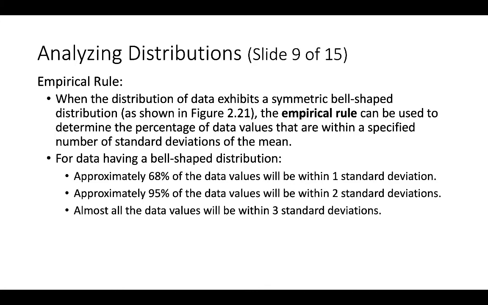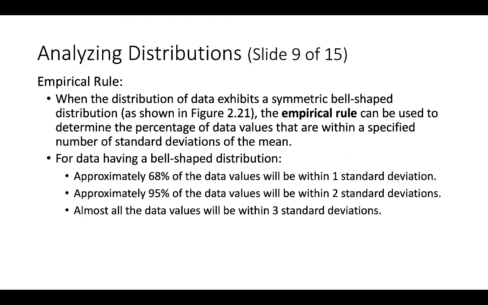For data having a bell-shaped distribution, we say that approximately 68% of the data values will be within one standard deviation, approximately 95% of the data values will be within 2 standard deviations, and almost all the data values will be within 3 standard deviations. Those that are outside the 3 standard deviations, less than negative 3 or more than positive 3 standard deviations, we usually call outliers, and we usually want to remove them.